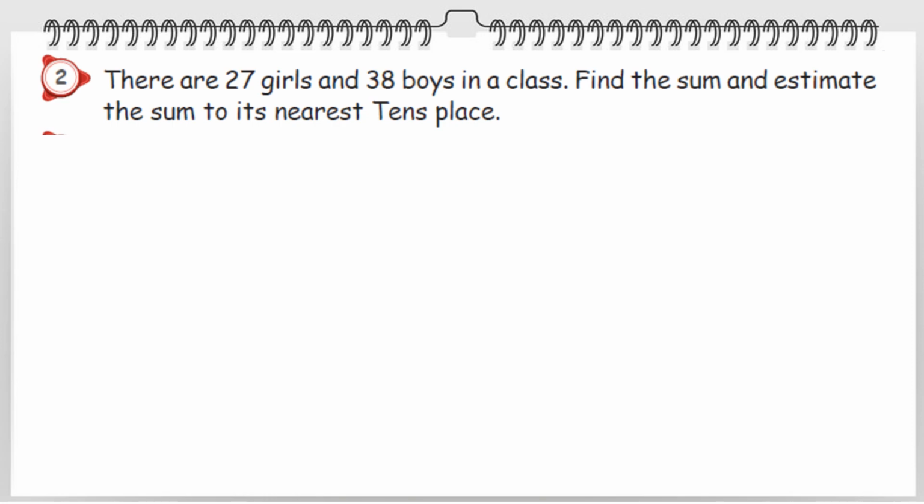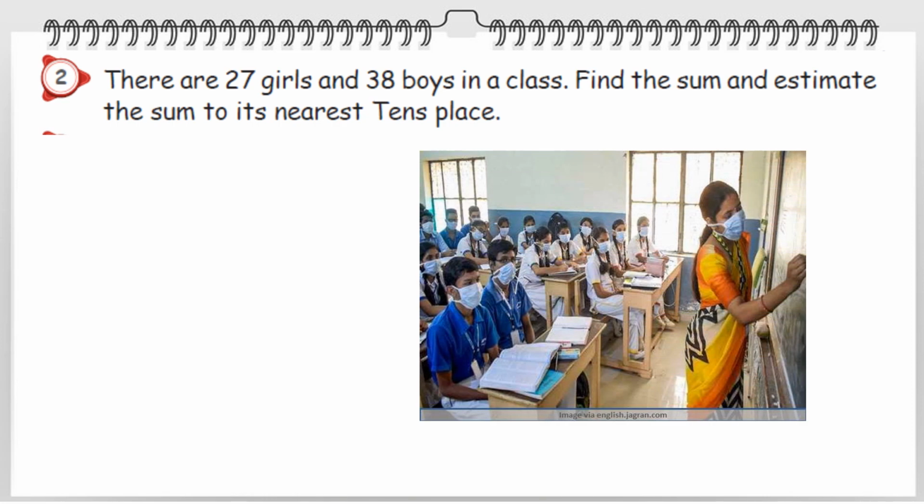Second sum, there are 27 girls and 38 boys in a class. Find the sum and estimate the sum to its nearest tens place. So read the question properly. There are 27 girls and 38 boys, right? So you have to find the sum. First you have to add and estimate the sum to its nearest tens place. As usual, tens place only. So it will be easy for you, isn't it?